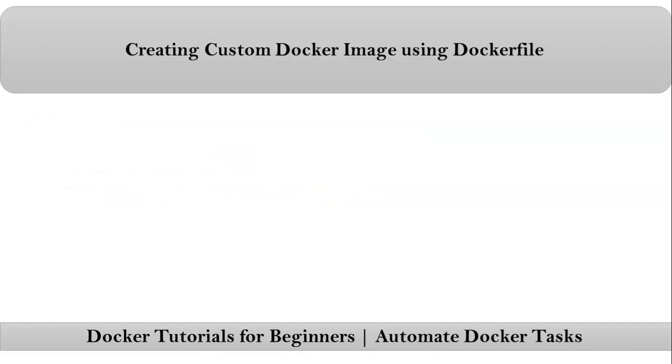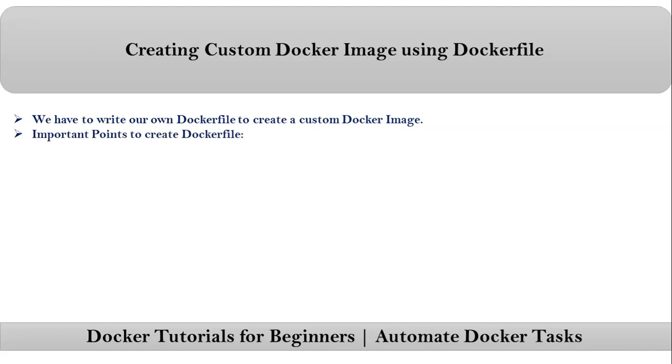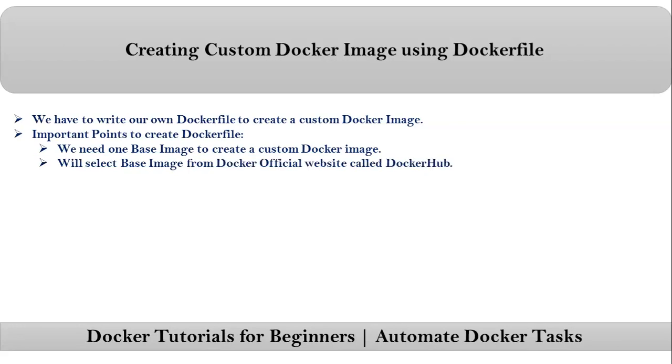Creating a custom Docker image using Dockerfile. We have to write our own Dockerfile to create a custom Docker image. So based on our requirement, we have to write our own Dockerfile. And we have to know some important points to create a Dockerfile. The very first one is, we need one base image to create a custom Docker image. So based on your requirement, you have to select the base image. Now, we will select that base image from the Docker official website called Docker Hub.